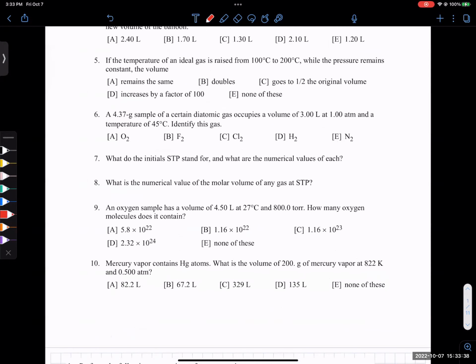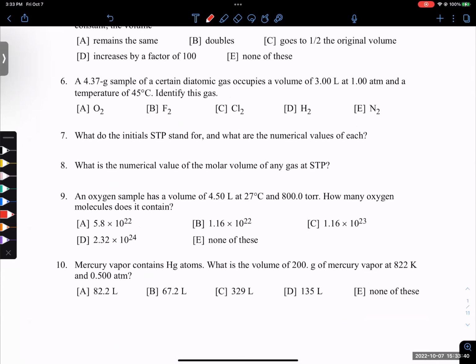What is the numerical value of the molar volume of any gas at STP? 22, right, for this question. So we're going back to number 8 to explain why you can use this relationship. It all goes back to the ideal gas law, PV equals nRT.